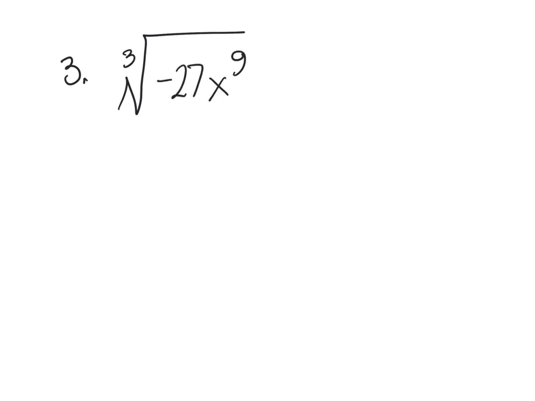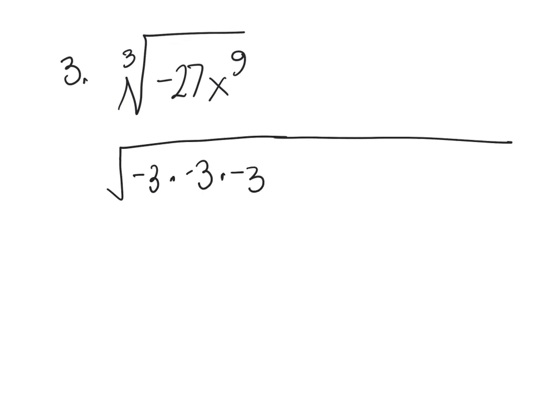Guys, calm down. Problem number 3: the cube root of -27 x to the 9th. All right, now, I need to first do the prime factorization of -27. Now, that would be -3 times -3 times -3.